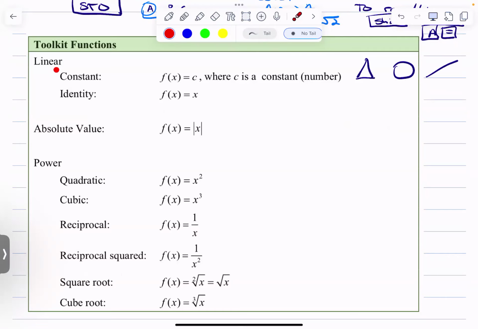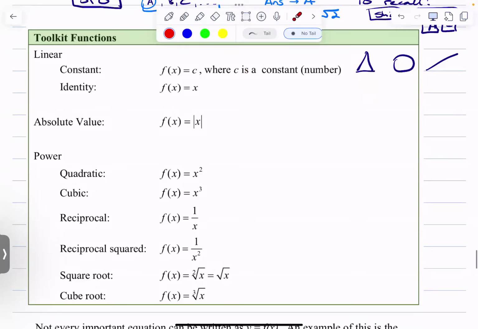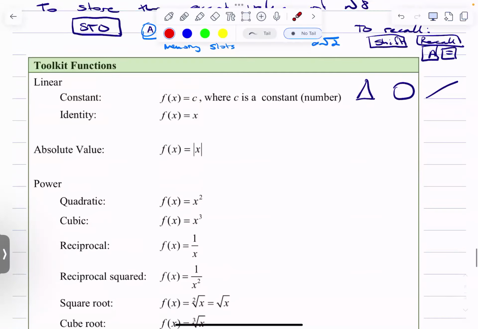So the toolkit functions, we can start off nice and breezy with the linear functions, and a linear function can be as basic as a constant, right? Where f of x is equal to c, where c is a constant or a number.